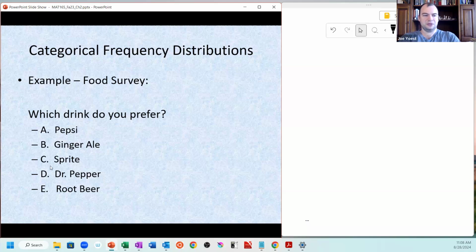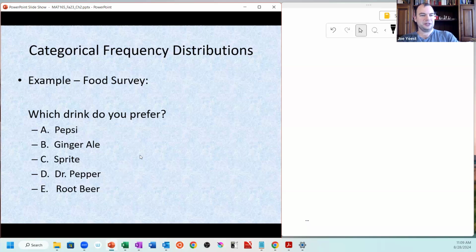Now, we could put these in order if we wanted to. We could put them in alphabetical order, but that doesn't really have anything to do with the actual drinks themselves or what they taste like or how much people like them, at least presumably, right? Who knows? Maybe people have a bias for letters that are earlier in the alphabet. But at first glance, I don't think we would suspect that that's the case.